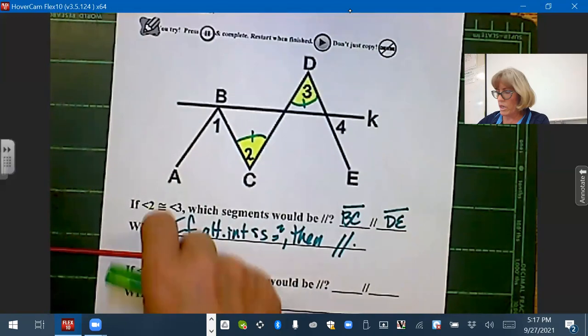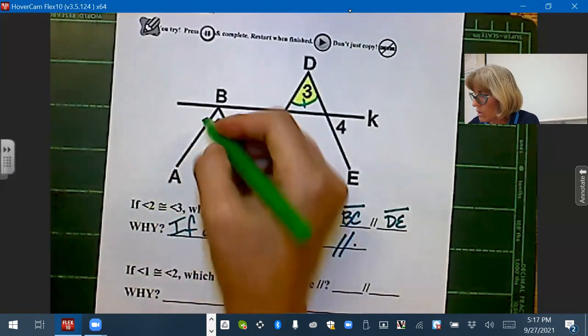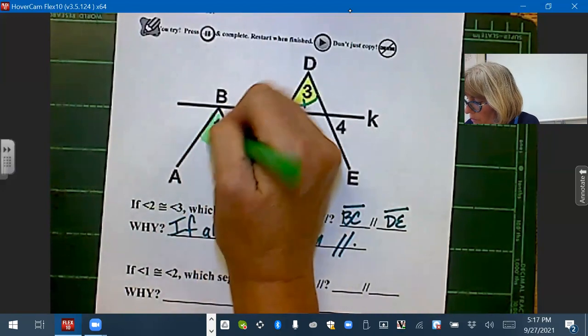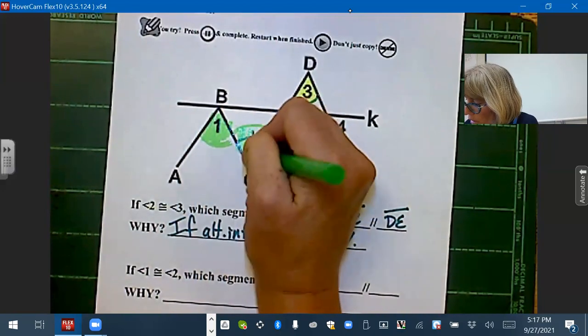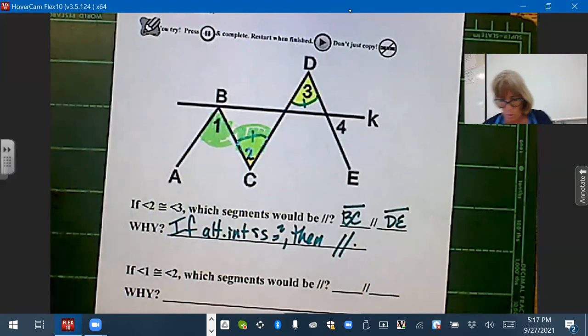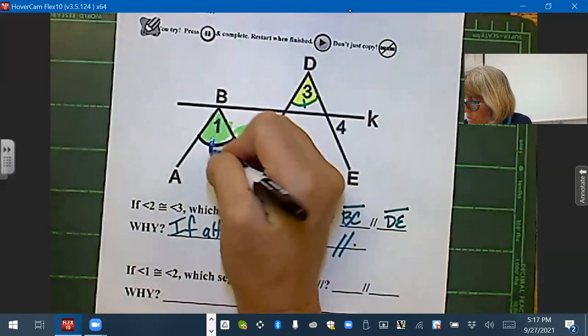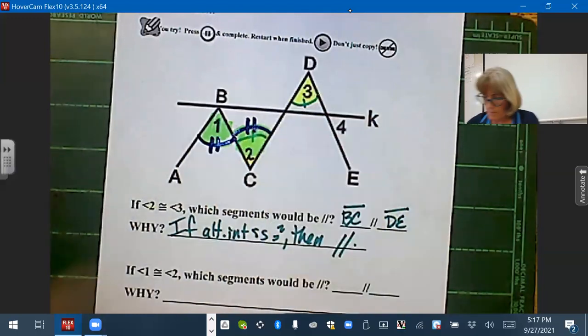This one, angles 1 and 2 are congruent. So we're going to mark them. 1 and 2 are now equal. So, double hatch.